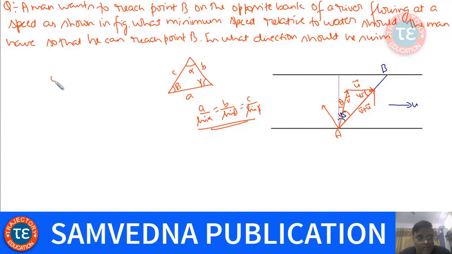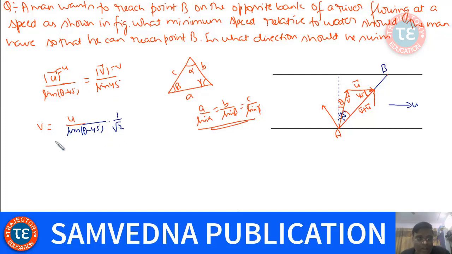So this angle is 45 minus theta, and this is u. So I can say u upon sine of theta minus 45 equals to, this angle is 45, so v upon sine 45. So v is u upon sine of theta minus 45, and sine 45 will go on that side, so it will be 1 by root 2.